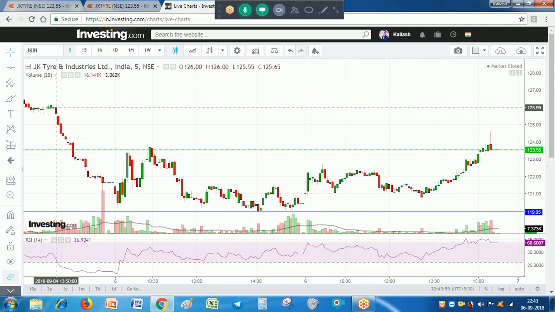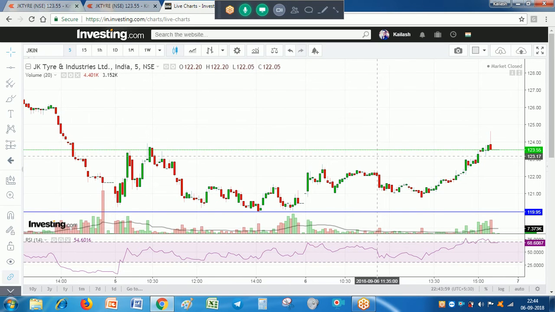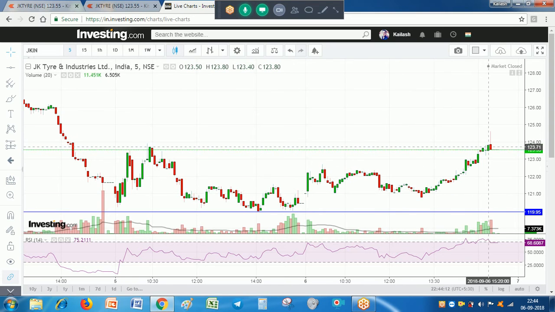Okay, and look at the volume at this level today, because you could see the stock has given a very good movement from this level. From a level of 121, we can say from 121 the stock has moved up to 123. Even it has made a high of 124.60, friends. It has made a high of 124.60. Okay, so that was more than 1%, friends.